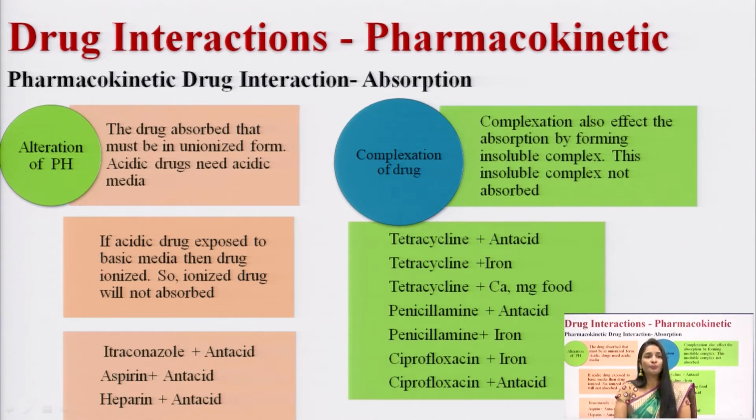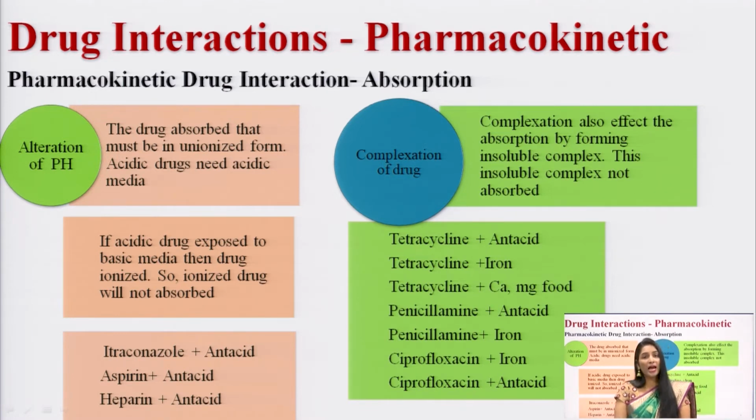So, for example, what is the alteration of pH? For example, itraconazole and antacids. You are taking itraconazole. Itraconazole is an acidic drug. Antacid is a basic drug. So, if you combine an acidic drug with a basic drug, definitely it is going to alter the absorption. The acidic drug needs acidic media, the basic drug needs basic media. Here you are giving the acidic drug in basic media. So, what is going to happen here? You can see the alteration of pH.